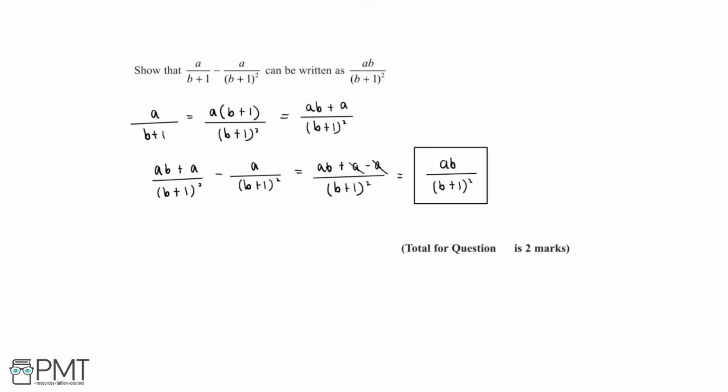And so we've now shown that a over b plus 1 minus a over b plus 1 all squared can be written as ab over b plus 1 all squared.